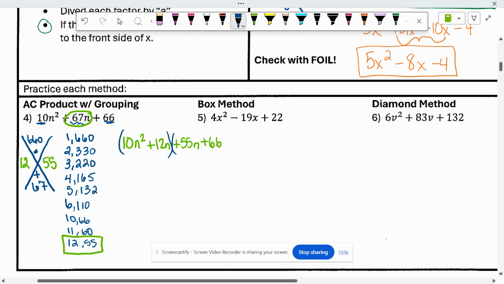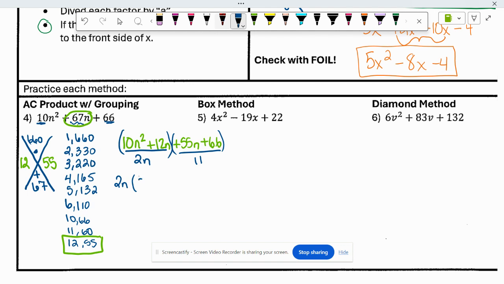I group these into 2 binomials. What's the greatest common factor between 10n squared and 12n? 2n. What is the greatest common factor between 55n and 66? 11. So when I take out my 2n, 10n squared divided by 2n is 5n. 12n divided by 2n is a positive 6. I'm going to take out my positive 11. 55n divided by 11 is 5n. And 66 divided by 11 is positive 6.